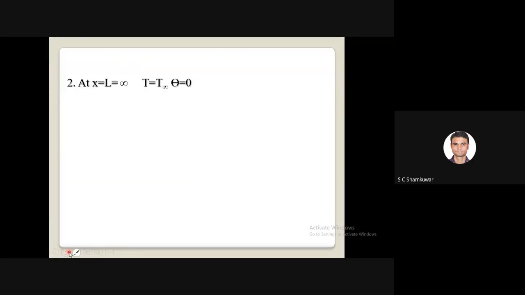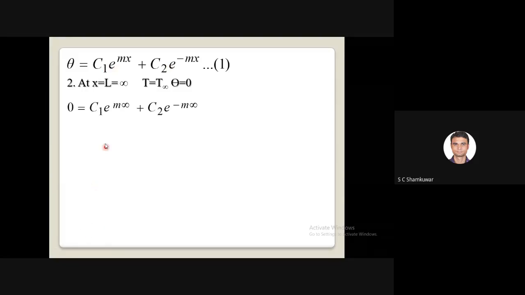So we have to find out now. Apply the second boundary condition. What is the second boundary condition? At x is equal to infinity or L, T is equal to T infinity and theta is equal to 0. This is the second boundary condition. So again, apply this second boundary condition to this equation, theta is equal to this one. If you apply this boundary condition, what will you get?